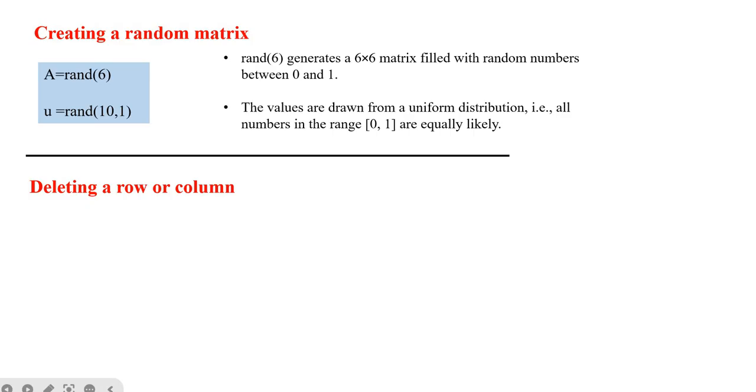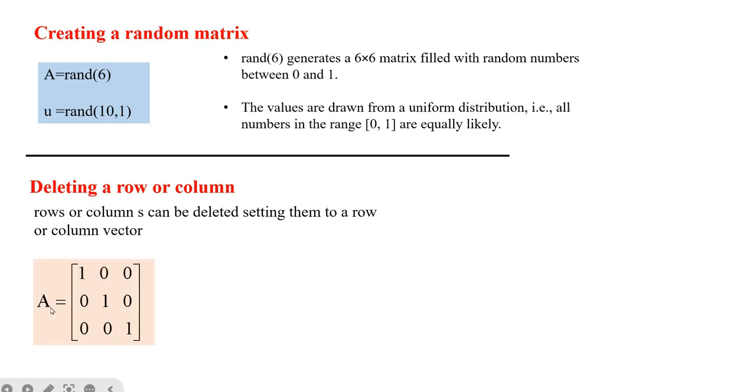Now you want to delete a row or a column. Till now we have seen how we can append a column. Now we'll see how to delete a row or a column. Here the rows or columns can be deleted by setting them to an empty row or column vector. Okay, so suppose A is equal to this matrix. Now I want to delete the second column.